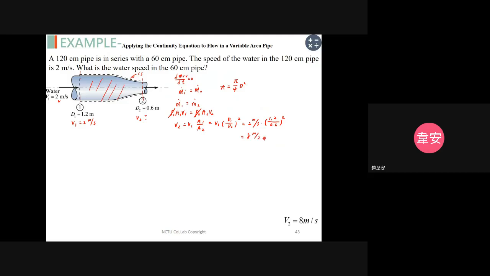Okay, so the idea is quite simple. We simply check that the condition is a conduit problem. And second, we know that the flow is ideal flow, so it satisfies the incompressible condition. So we know V1A1 is equal to V2A2. And we process based on the continuity equation to answer the question: what is the water speed at cross section 2? Okay, so this is our class today.